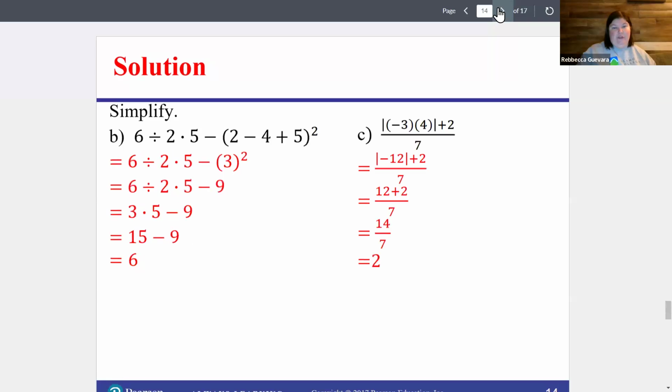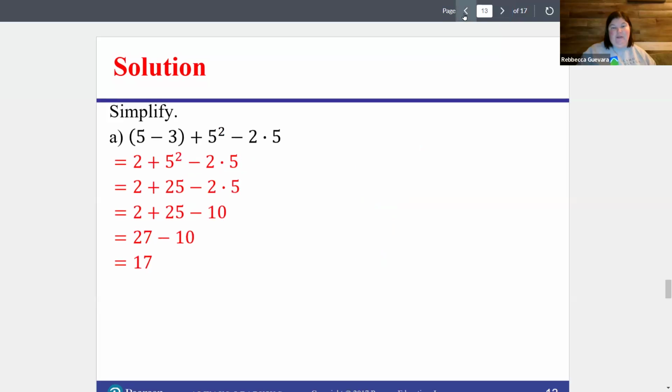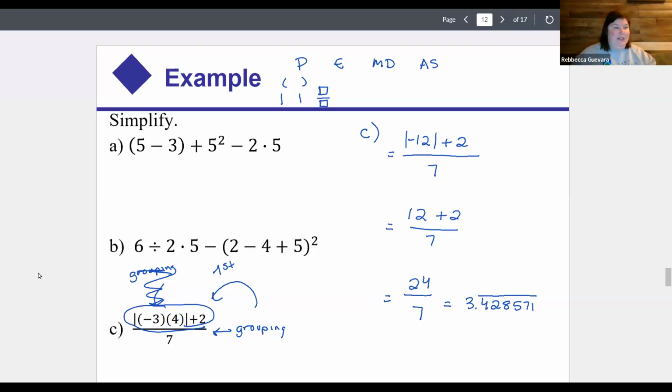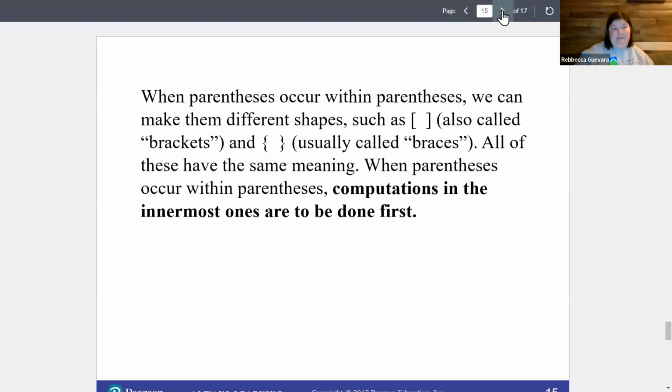Okay, so the solutions are once again in here. Let me go back a second. I made a silly mistake. I don't know why I thought that was 24. 12 plus 2 is 14. 14 divided by 7 is 2. I was going to say, I thought that was supposed to be a whole number. Don't worry, we all make silly mistakes.